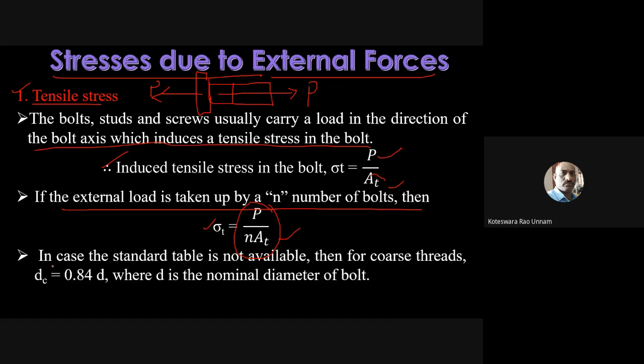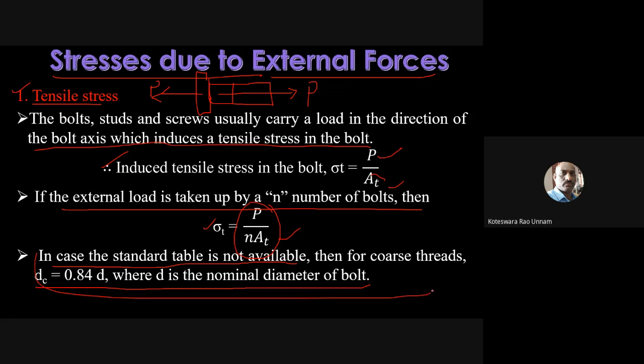In case the standard table is not available, then for coarse threads, DC is equal to 0.84 D, where D is the nominal diameter of the bolt. This was already told earlier. So to compute this AT, if that is not available, you take this relation DC equal to 0.84 D and you can compute your AT as pi by 4 DC square.